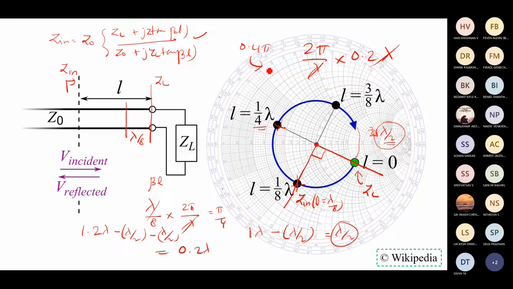So this I have to calculate in terms of degrees. Let me use the calculator. 2 pi is 360 degrees, 360 into 0.2, which is nothing but 72. So I have to move 72 degrees, and I can pinpoint the location of the input impedance. Okay, so this is how we can use the Smith chart. If we take an example, we will easily understand it.